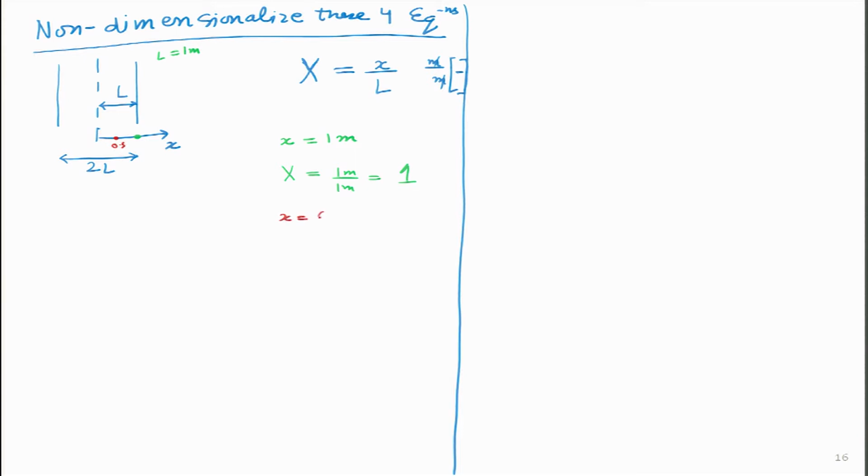So, I want to communicate to another person that I am standing at x equals 0.5 meter. Instead of telling that, I will say I am standing at capital X equals 0.5.